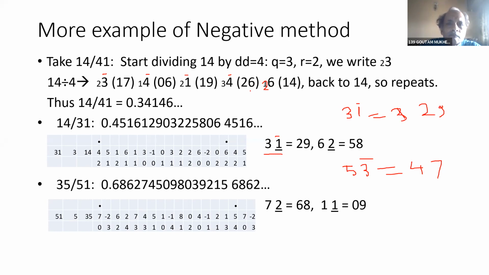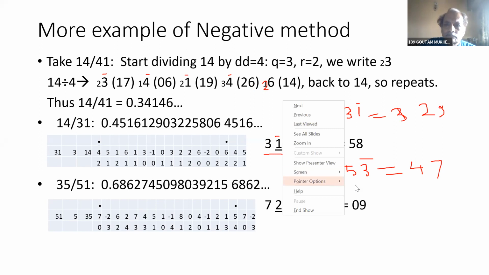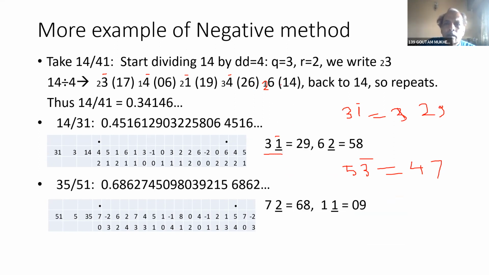20 minus 6 is 14. 14 is 4. 20 minus 6 is 14. 3 and 2. Again, we have the cycle. 20 minus 3 is 17. This is the vinculum, and 14, and back to 14. 4, so 1 repeats. So 14 by 41 is 3, 4, 1, 4, 6, and so on. It is a cycle of 5, because I had a discussion earlier, no?